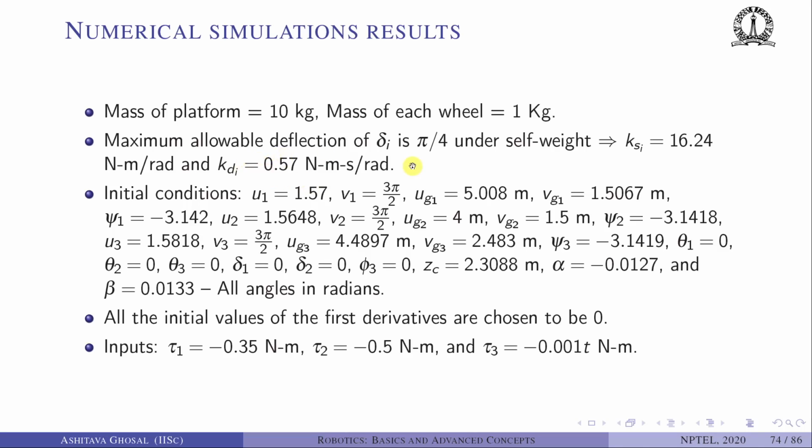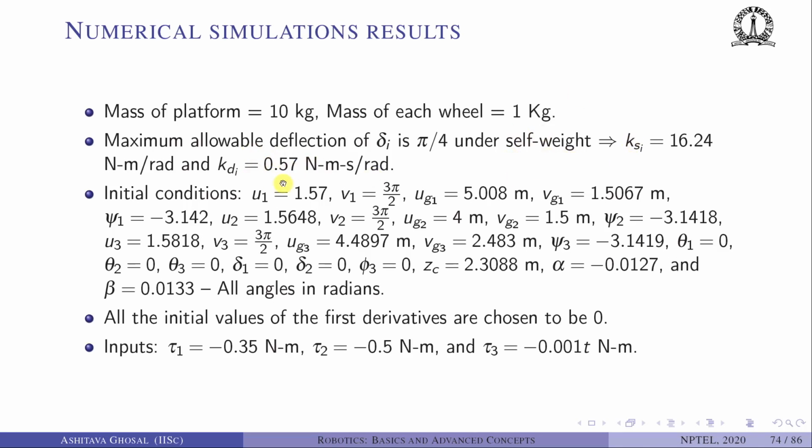The allowable deflection due to lateral tilt is pi by 4, because we need to assume some spring constant to prevent lateral tilt beyond pi by 4 radians. And it turns out KSI is 16.24 Newton meter per radian and KDI was 0.57 Newton meter second per radian.